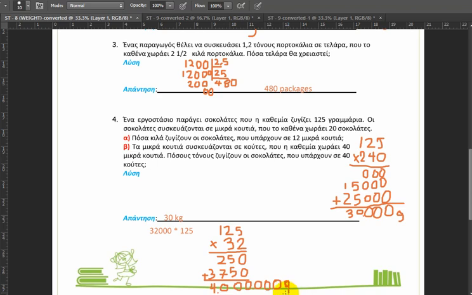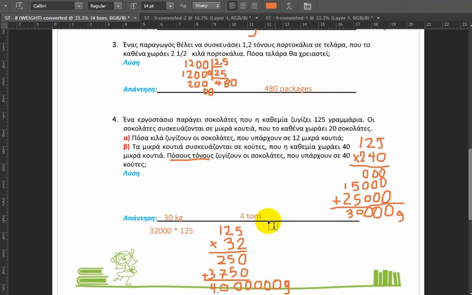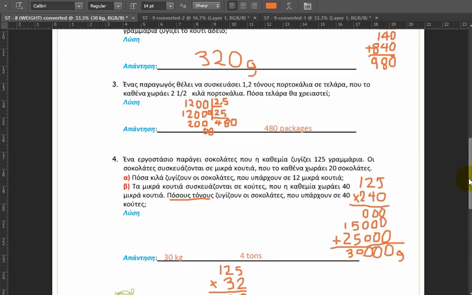4 million grams. Now it's asking us how many tons. So I need to turn this into tons. To turn grams into tons, I would divide by 1 million. 4 million divided by 1 million would give me 4. So my answer to the second question would be 4 tons. And that's exercise number 2.